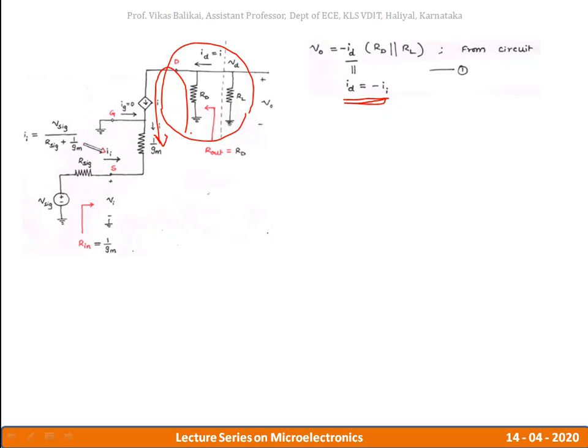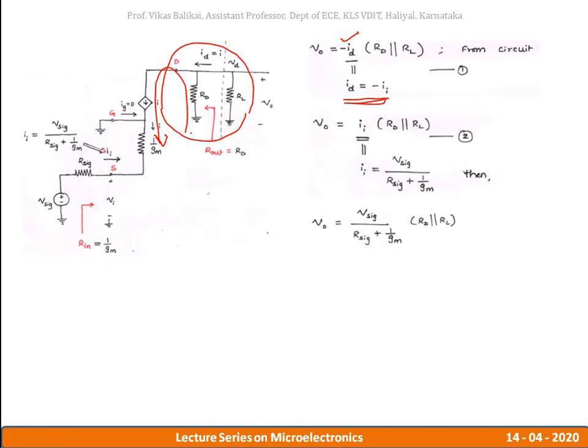So from ground to the drain terminal and from drain to inside the MOSFET, and for that reason I'm going to consider this as a minus terminal, minus sign. And since ID is opposite in nature of Ii, ID is equal to minus Ii. So if I substitute minus Ii in the place of ID, my resultant V0 will be plus Ii multiplied by RD parallel RL. So that will be my equation number 2, and this will be my output voltage equation.